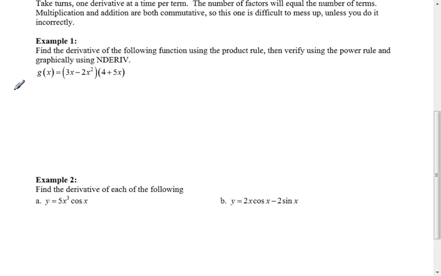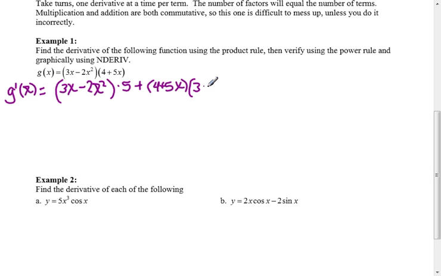Okay, so we have g prime of x, our derivative. It's going to be equal to the first function, 3x minus 2x squared, the first, times the derivative of the second. The derivative is just 5. Plus the second function, 4 plus 5x, times the derivative of the first, which is 3 minus 4x. Now we just multiply it out and start simplifying here.